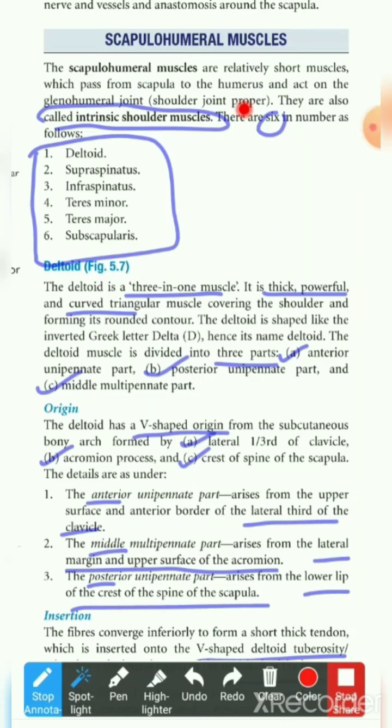So this is a side view of the deltoid muscle. These are the anterior fibers, this is the posterior fiber, and this is the middle multipennate fiber. Okay, and they are inserted into the deltoid tuberosity of the humerus.